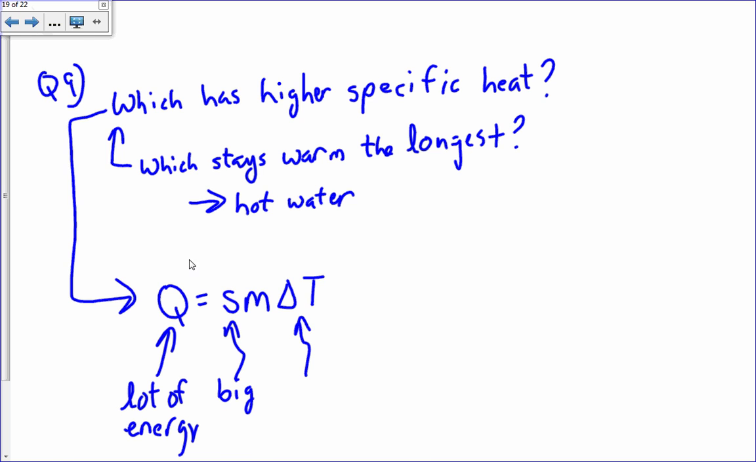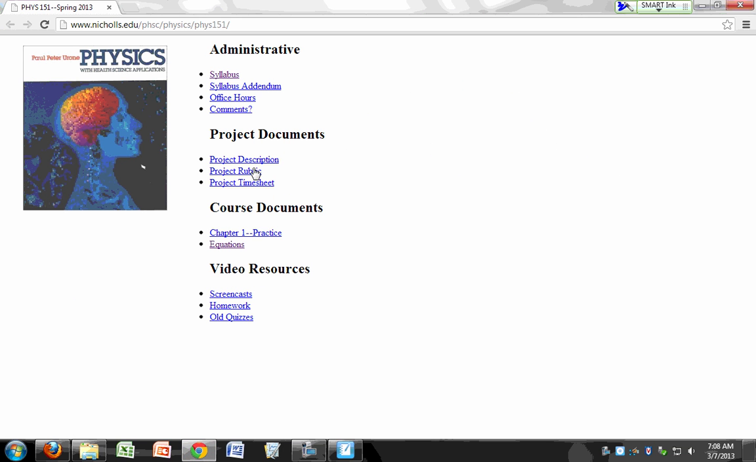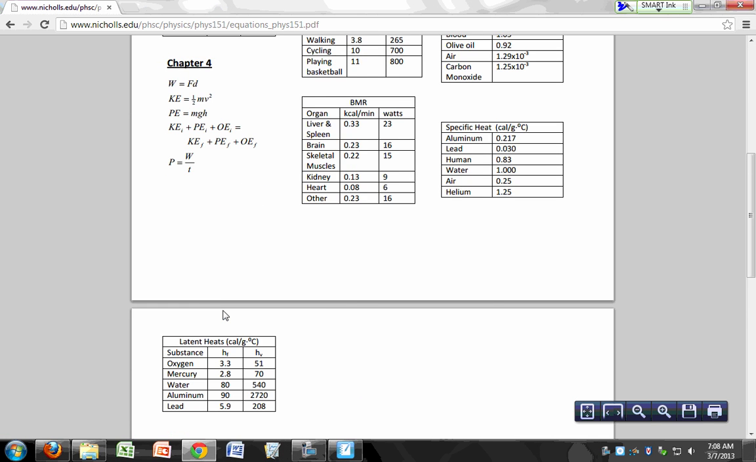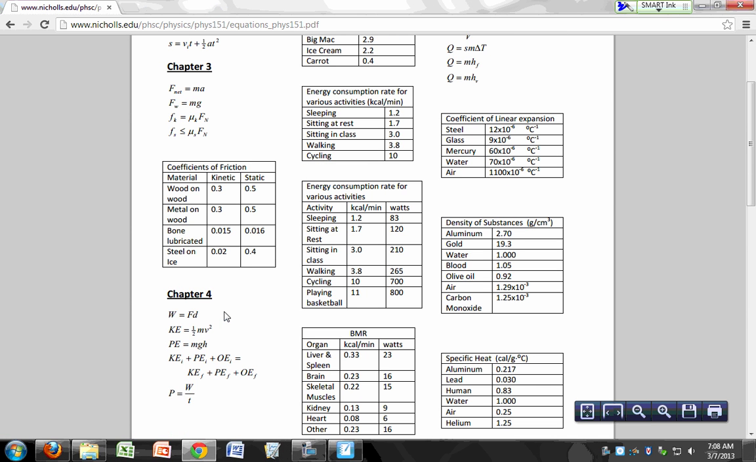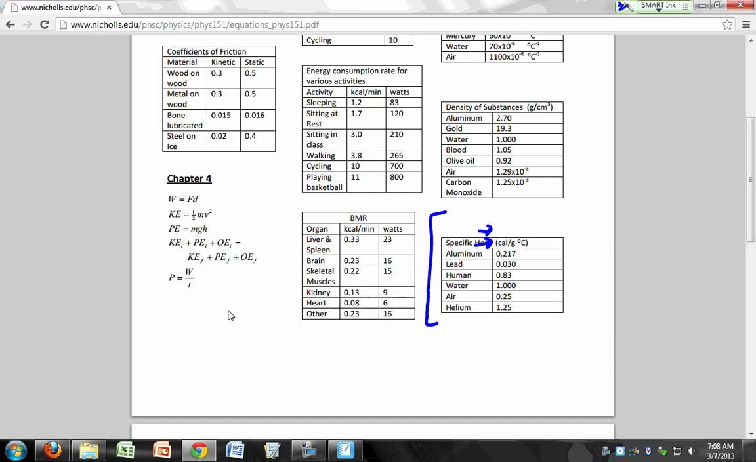Let's see if our table has come up yet. Okay, here we go. So if we look at our equation sheet, here's our densities that I told you about. So you see the density of gold is quite a bit more than the density of aluminum. In fact, gold differs quite a bit from others as well. And then here's our specific heats.